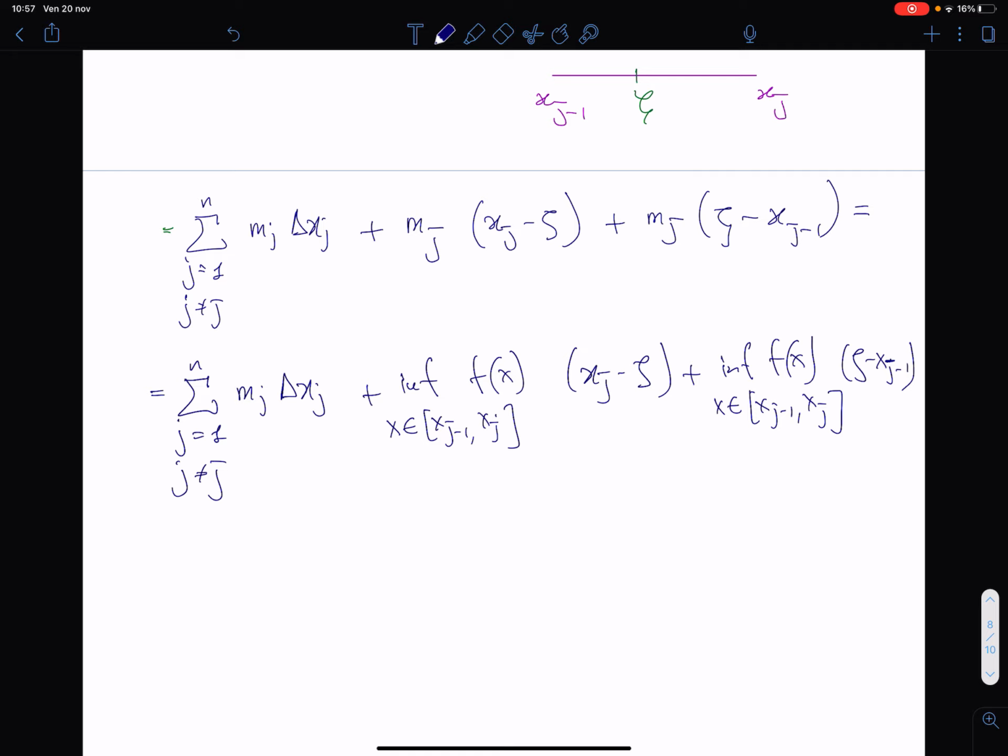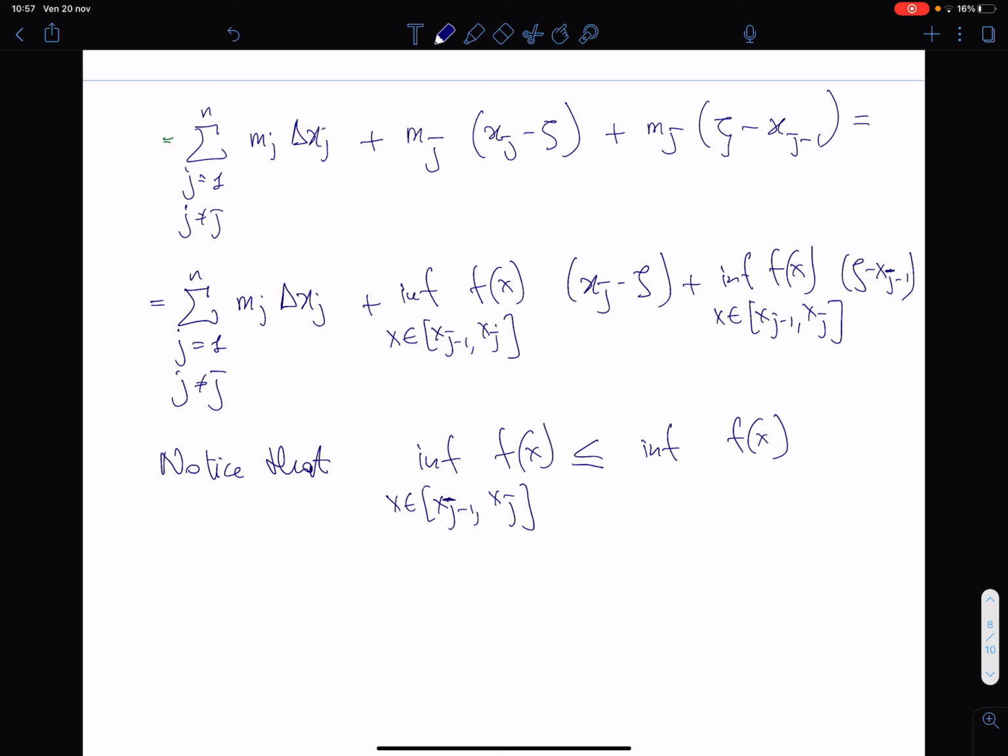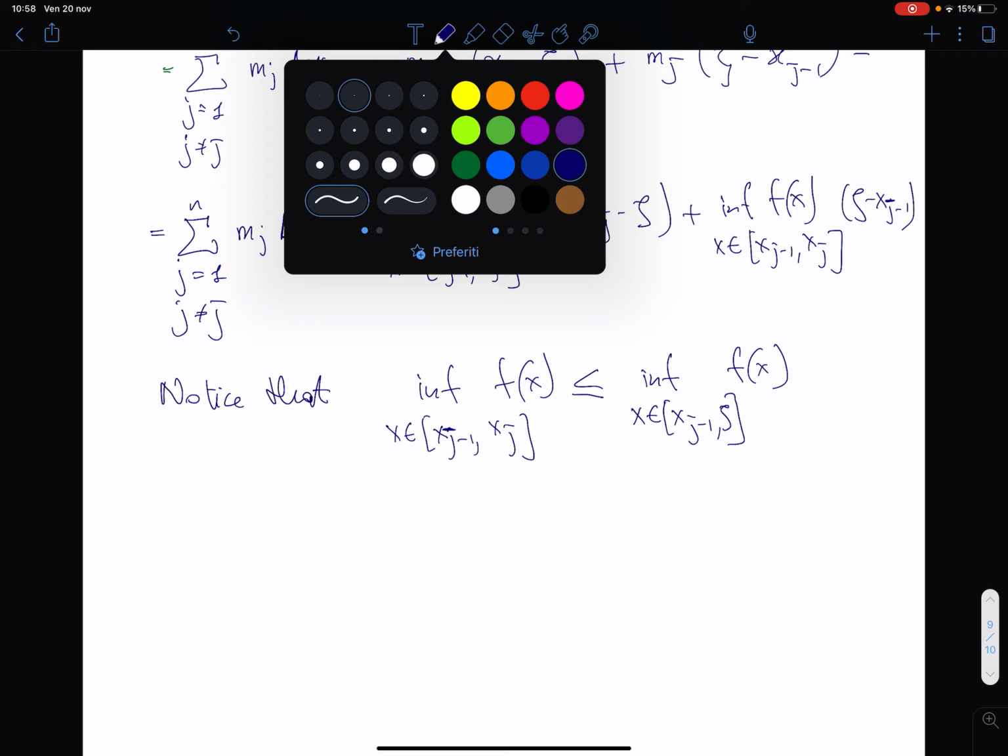Okay, now the key passage, this is the only key passage that we have. We notice that the infimum of f of x for x in [x_{j̄-1}, x_{j̄}] is not smaller than the infimum of f of x for x in [x_{j̄-1}, z]. Okay, this sort of writing is somewhat heavy, but the idea is extremely elementary.